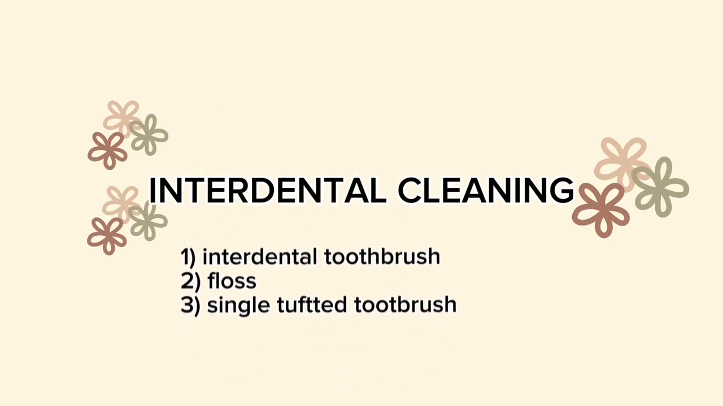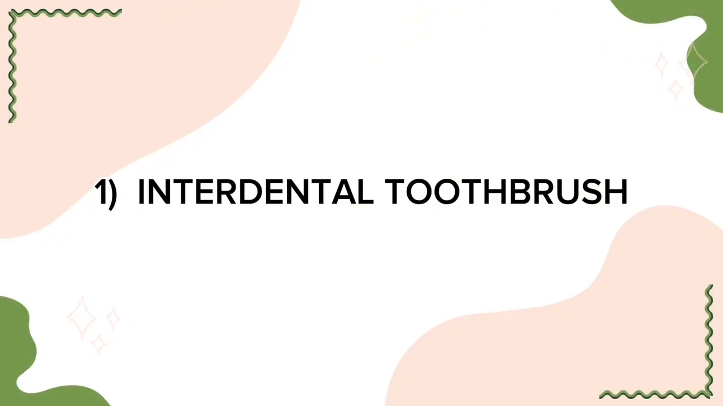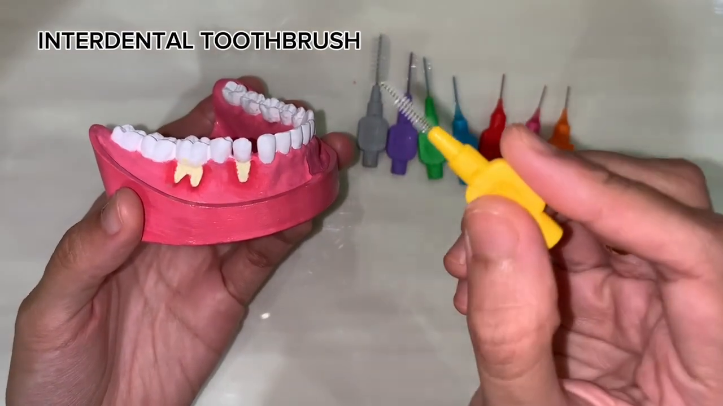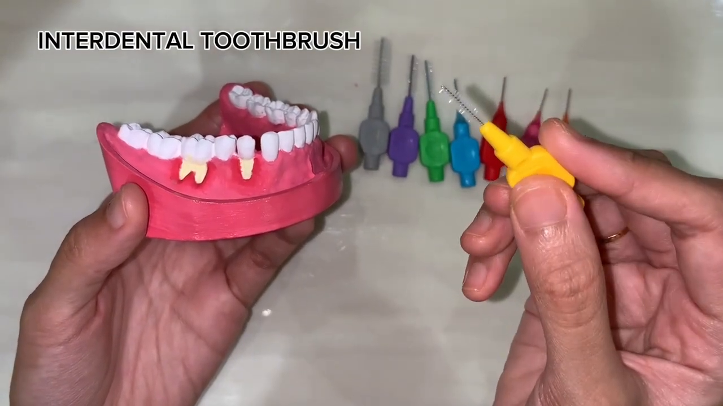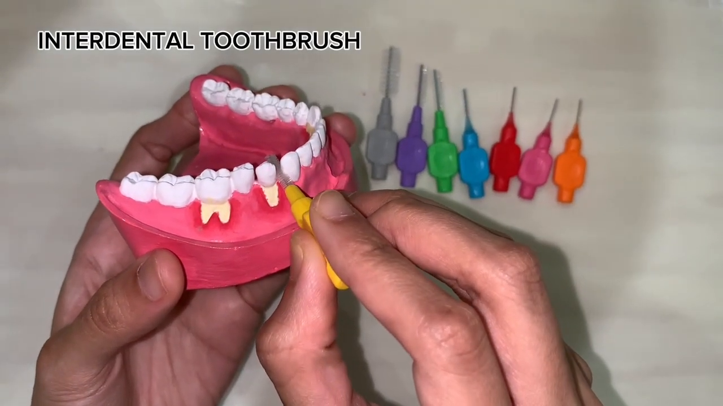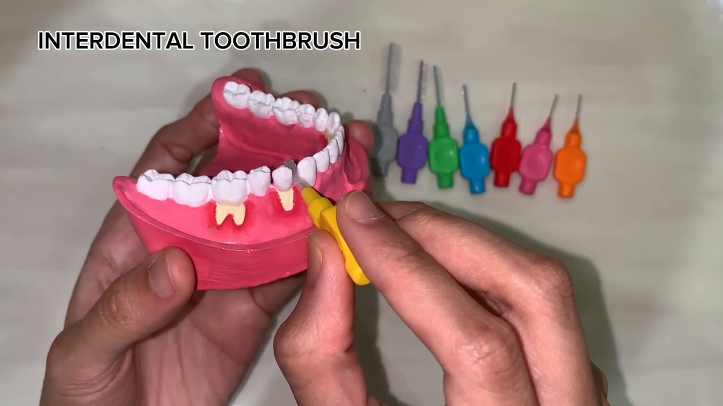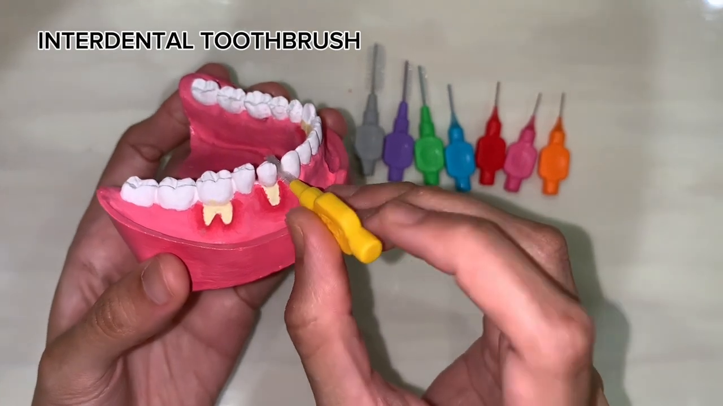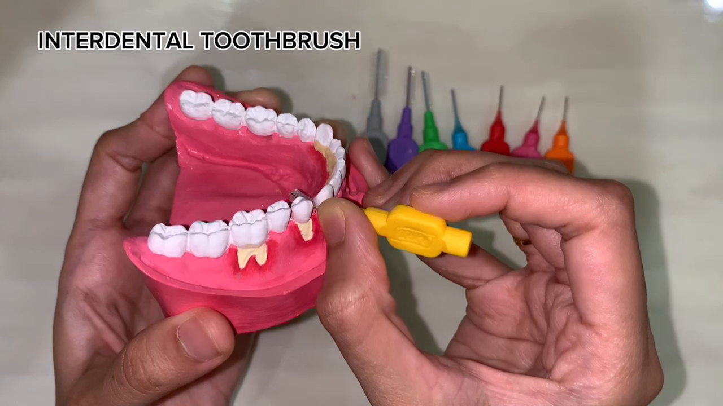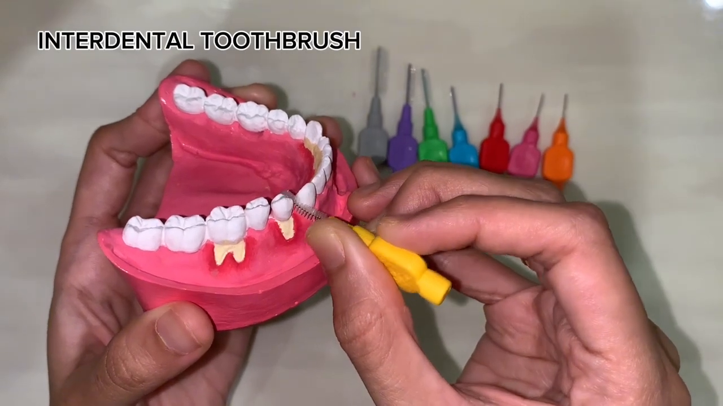The second technique is interdental cleaning. First, we can use interdental toothbrush. For interdental toothbrush, gently push an interdental toothbrush that is the right size for your teeth into the space between your teeth. Then, apply gentle pressure with your fingers to the interdental space. And lastly, move back and forth to clean between your teeth and remove the debris.